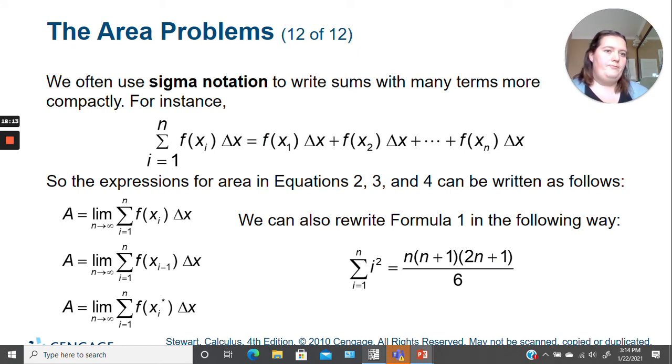And there's a good way to write this. It's called sigma notation. Sigma just means sum. So we're just adding up a bunch of stuff. At the bottom, this tells you where to start. At the top, it tells you where to end. So for this first one, I'm saying add up the following, starting with i equals 1 all the way to i equals n. So add up f of xi delta x. So start with i equals 1, then go to i equals 2, then i equals 3. Stop when you get to i equals n.